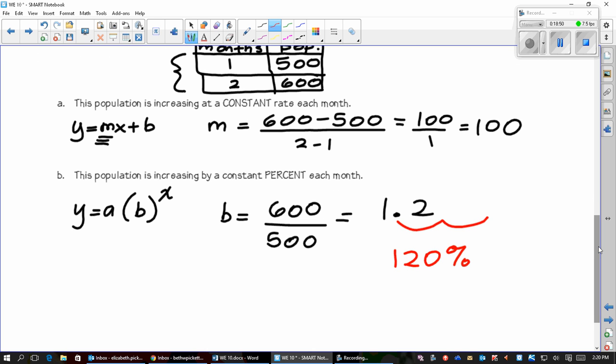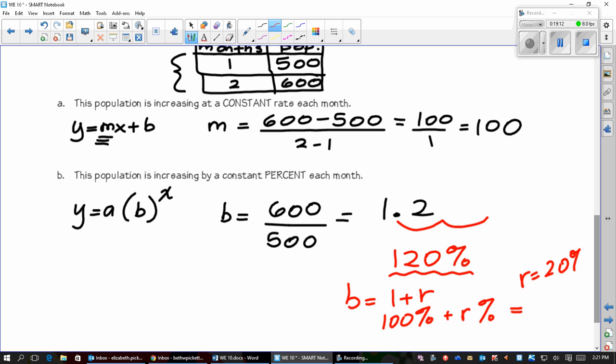Well, does that mean it was growing by 120%? No, remember that b is 1 plus r, or 100% plus r percent. So if I take out the 100% from here, that tells me that I'm growing at a rate of 20%.